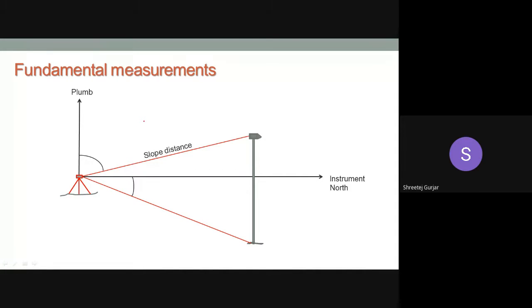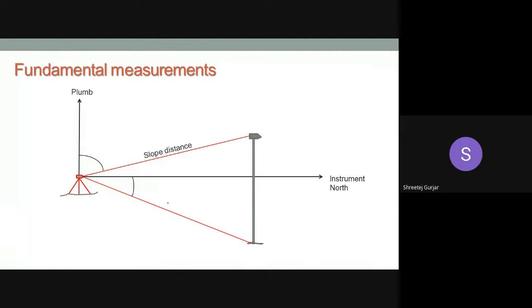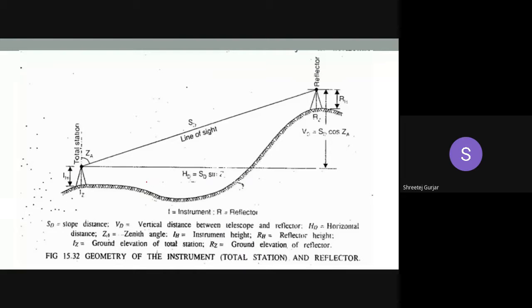Okay. So coming to one more important thing, the vertical angle. Horizontal, I have explained to you how you set your horizontal angle, right? First you set to instrument north, then you take the horizontal angle. Similarly, coming to the vertical angle, this is the zenith angle ZA, okay? Zenith angle ZA, right? And then this is the line of sight.